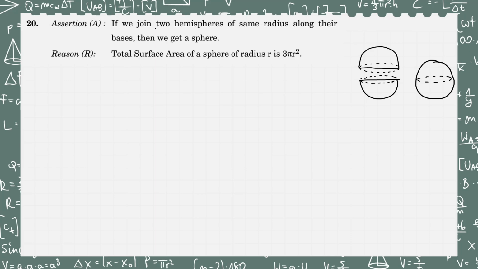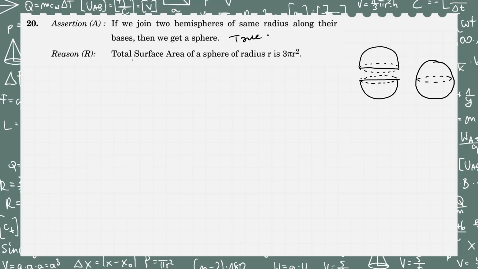Assertion A: if we join two hemispheres of same radius along their bases, then we get a sphere. And the reason says total surface area of a sphere of radius r is 3 pi r square. Now let's imagine this. Suppose this is one hemisphere we have and this is another hemisphere. Both of them have the same radius. So when you stick them together, they will exactly fit to each other and form a sphere, obviously. So assertion A is very true.